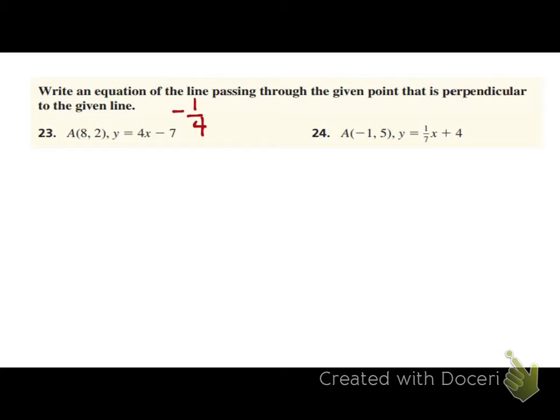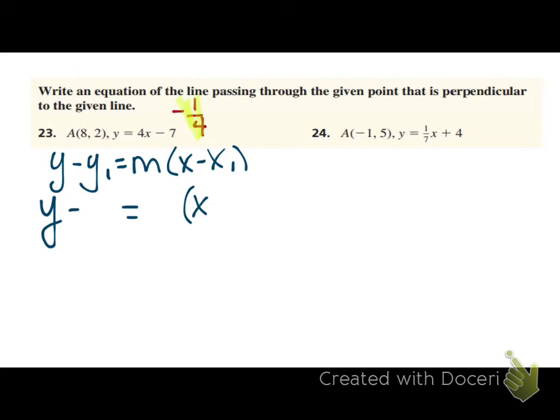So we're going to use that slope and our point in point slope. y minus y1 equals m times x minus x1. My y-coordinate, 2. Then we said our perpendicular slope is -1/4. And then my x-coordinate is 8. So we are going to distribute.